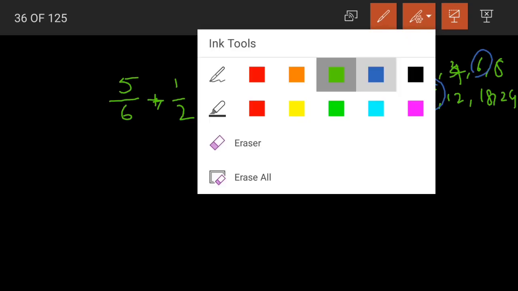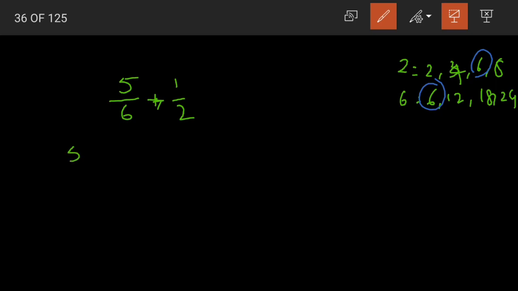Now we want the LCM of 2 and 6. The multiples of 2 are 2, 4, 6, 8, and the multiples of 6 are 6, 12, 18 and 24. The LCM is 6. So again, even for 2 and 6, the LCM is 6. So let us leave 5 by 6 as it is, right? It is already having 6 as its denominator.